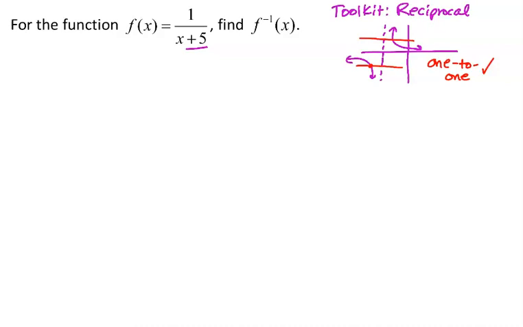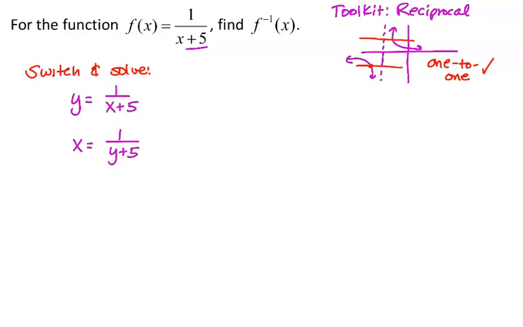So the strategy that we're going to use to find our inverse function is what we call our switch and solve strategy. So the idea of switch and solve is that we have our original function. I'm going to write it as y equals 1 over x plus 5. The relationship between a function and its inverse is that every single ordered pair, the x and the y, has been switched. So we can do that for every single point on the graph at once by switching them in the function. So I'm going to rewrite this as x equals 1 over y plus 5. So that's the switch part of switch and solve.